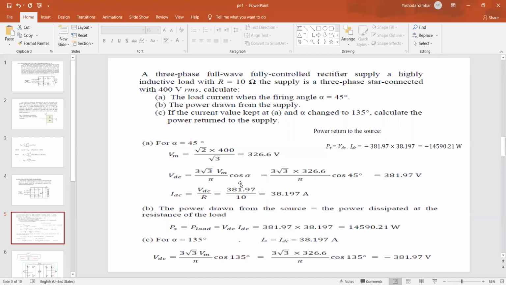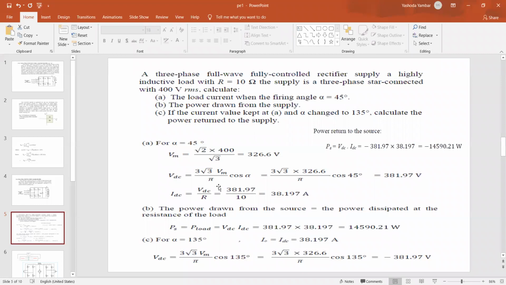For the problems, we first have to calculate the output average voltage, the output average current, and even the power factor. The power factor formula we have derived also: 2 root 2 by pi cos alpha. These three things are quite sufficient in power electronics. Now all of you please check, anyone tell me whether you are getting 381.97 or not. Just substitute in this formula 3 root 3 Vm by pi cos alpha.